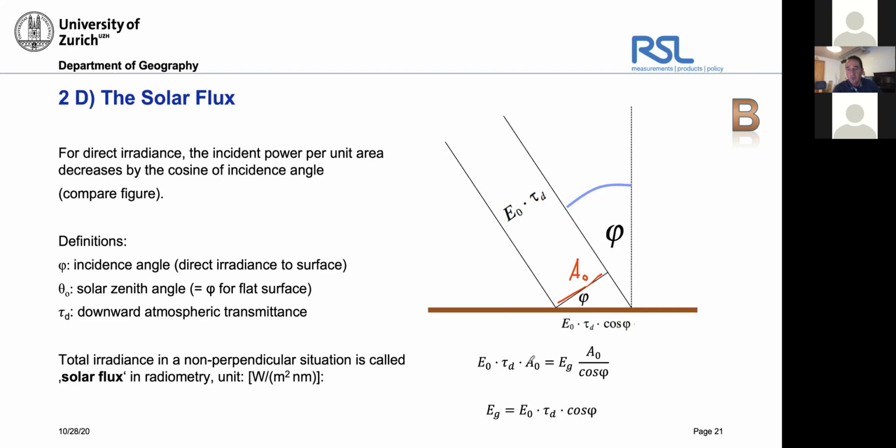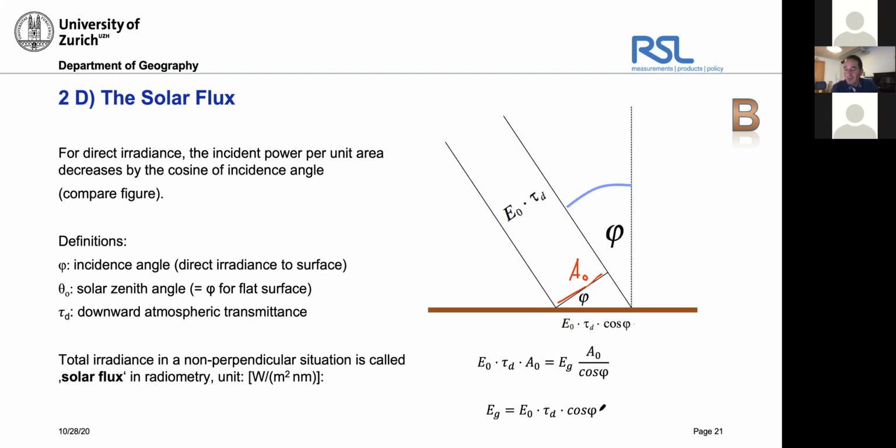And if you compare the two, the irradiance E0 times A0 to the ground irradiance, so EG times the area down here, they should be the same because it's energy conservation within that beam. And so that's how you get to the so-called cosine law. So if you find the ground irradiance from this relation up here, you see that it's E0 times the downward transmittance, tau downward, times the cosine of the incidence angle.